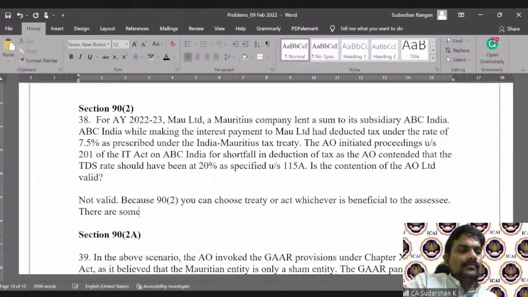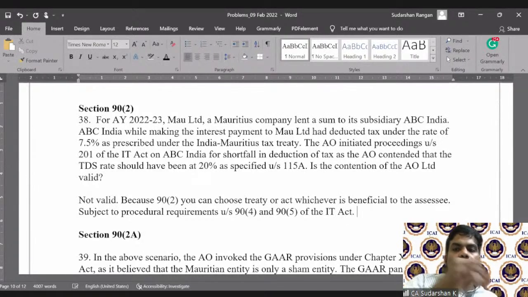There are some procedural requirements to be followed. I will explain that later. Subject to procedural requirements under sections 94 and 95. We will look at 94 and 95.